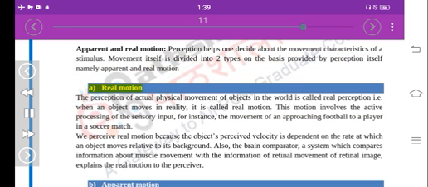Real motion. The perception of actual physical movement of objects in the world is called real motion, i.e., when an object moves in reality. This motion involves the active processing of the sensory input, for instance, the movement of an approaching football to a player in a soccer match. We perceive real motion because the object's perceived velocity is dependent on the rate at which an object moves relative to its background. Also, the brain comparator, a system which compares information about muscle movement with the information of retinal movement of the retinal image, explains the real motion to the perceiver.